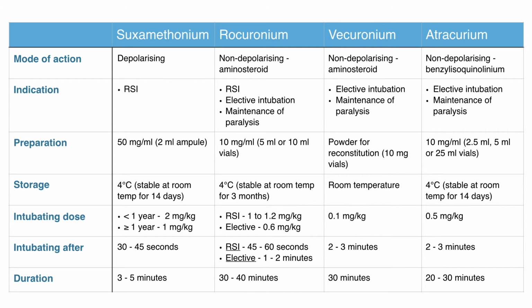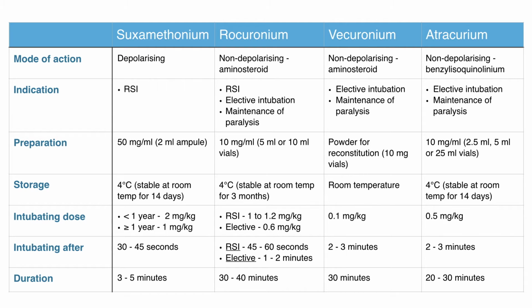Rocuronium is a non-depolarizing aminosteroidal muscle relaxant, and it can be used for rapid sequence induction, elective intubation, and also for maintenance of paralysis. It comes in a solution of 10 milligrams per ml in both 5 ml or 10 ml vials. Like suxamethonium, it should be stored in the refrigerator, but can last for slightly longer out of the fridge. It's stable at room temperature for 3 months.